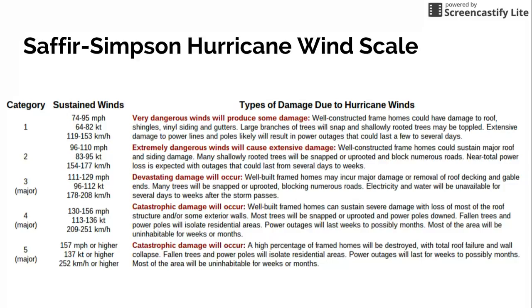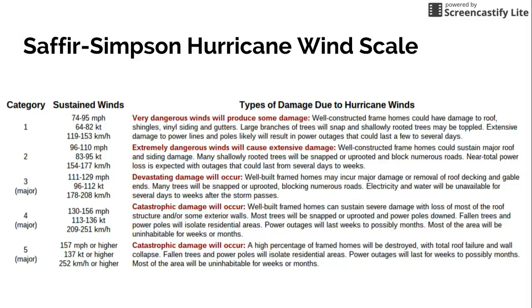Once it passes that 110 and passes over into like the 111, 129, you now have a major Category 3 hurricane. And this is when trees can be snapped or uprooted. Water and electricity are usually unavailable for several days or weeks after the storm.